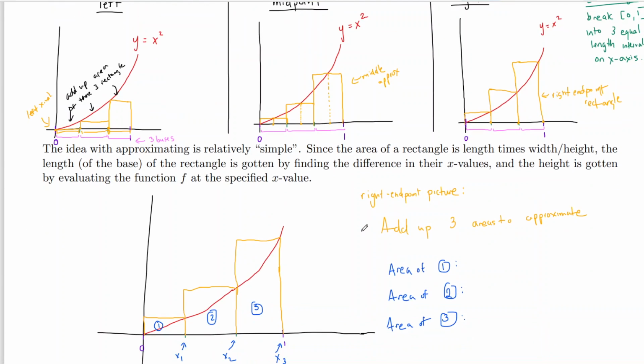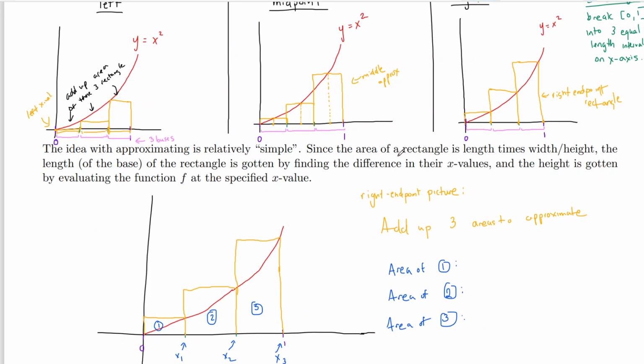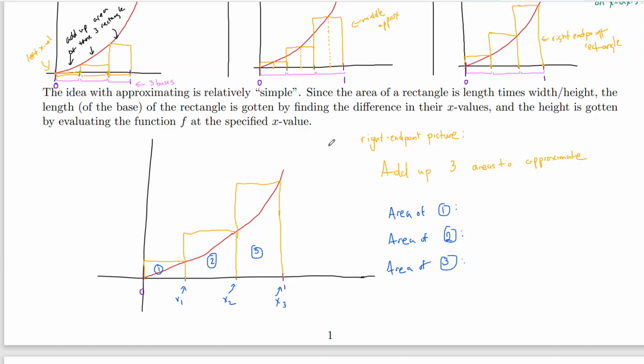All right, so the idea with approximating is, quote unquote, relatively simple, because what we're really doing is just visualizing what x values to plug in, and the base of the rectangle, so how wide it is. This one is 1/3, no matter which one we're choosing. And then we multiply base times height. Base is sort of like the width. So width times height, length times height, whichever way makes the most sense. I think base and height makes the most sense, but the area of this rectangle is just base times height. And then you just add up the three areas.